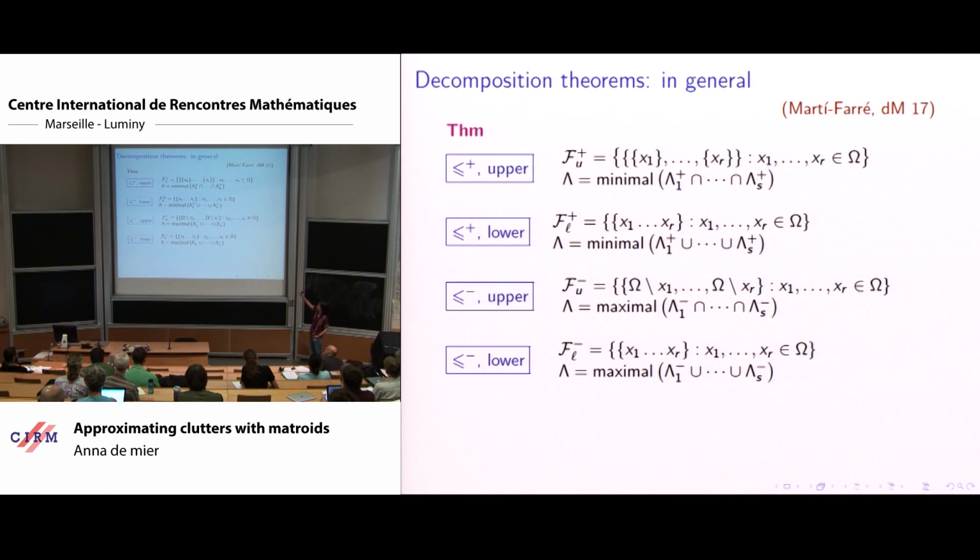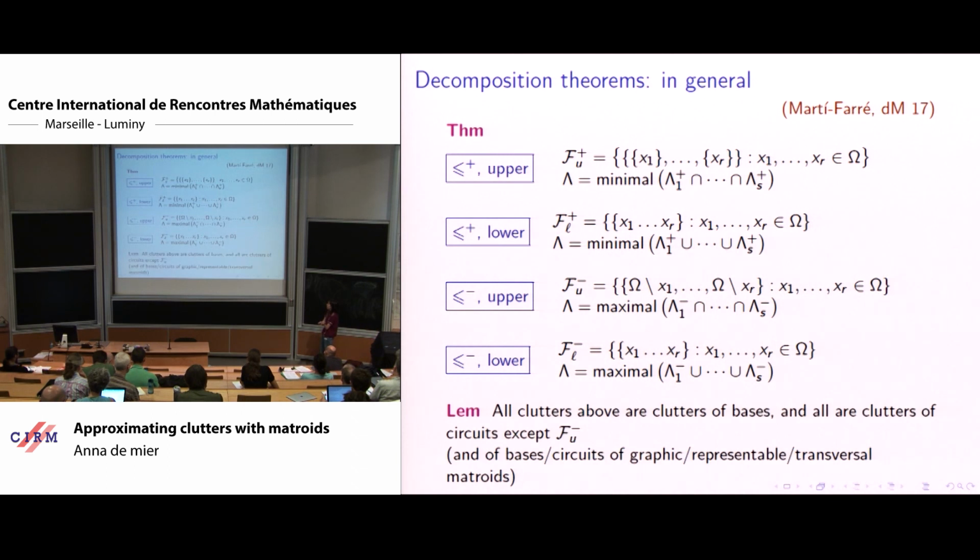And the operations that give us the original clutter are just unions and intersections of ascending families or descending families. This is in general for any family sigma of target clutters. And what about for matroid clutters? If you look at all these families F, you'll see that all of them are clutters of bases of some matroid on omega, and all of them except one are clutters of circuits, and the one that's not a clutter of circuits is the third one.